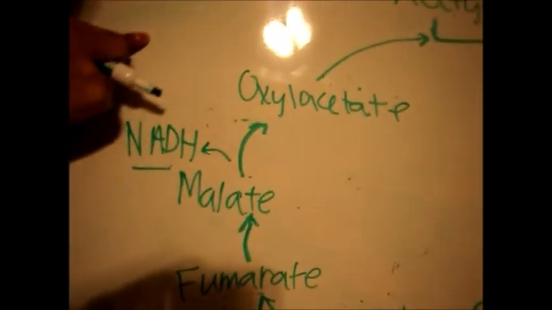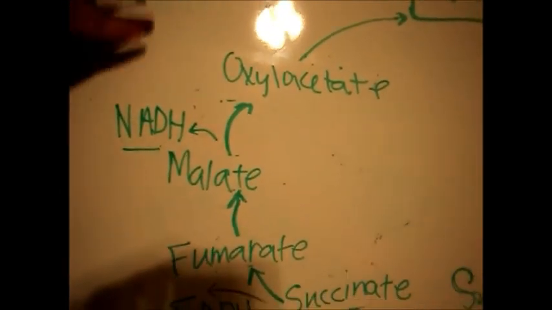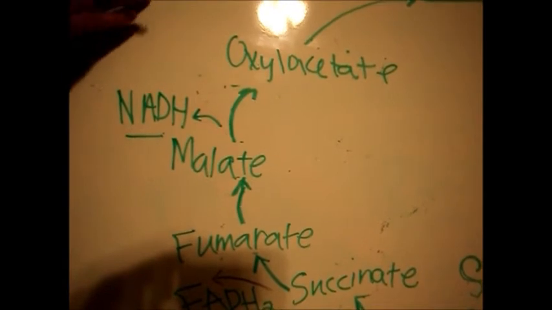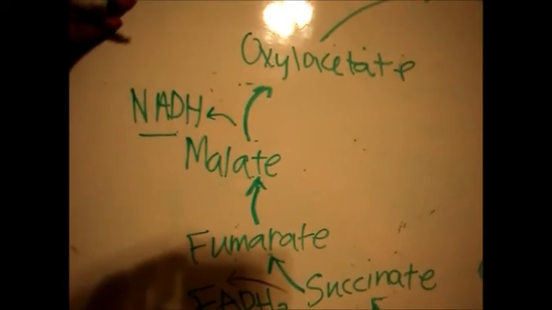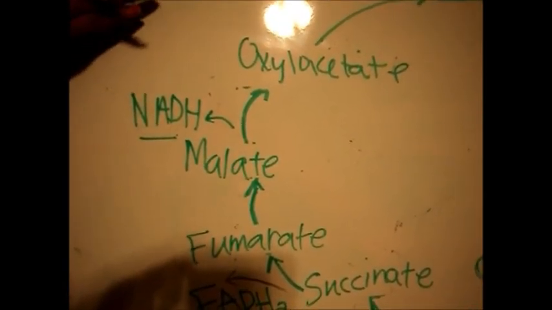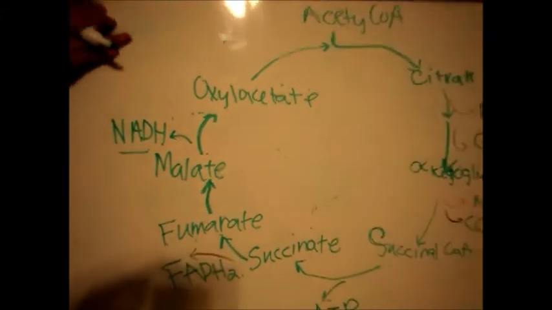And for each, there's 2 molecules of pyruvate that were created in the glycolysis. So for each molecule of glucose, this Krebs cycle is repeated twice. The Krebs cycle.